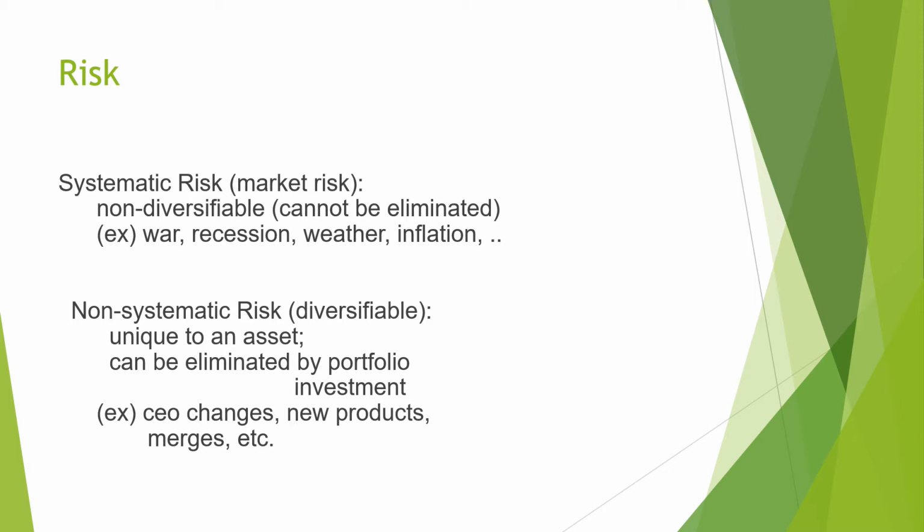Risk is either systematic or non-systematic. Systematic risk is market risk and it is non-diversifiable. That means it cannot be eliminated by diversification. Such as war, recession, weather, inflation affects everything, so diversification does not reduce the risk.